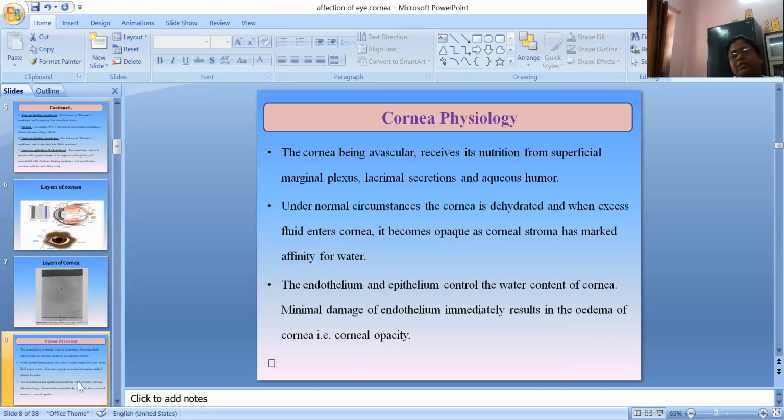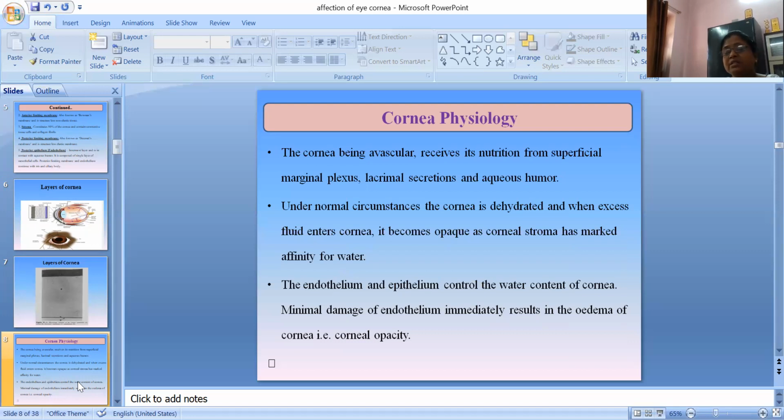So the next heading is corneal physiology. The cornea being avascular receives its nutrition from the superficial marginal plexus, lacrimal secretion, and aqueous humor. So the sources of nutrition of the cornea are the superficial marginal plexus, lacrimal secretion, and aqueous humor.